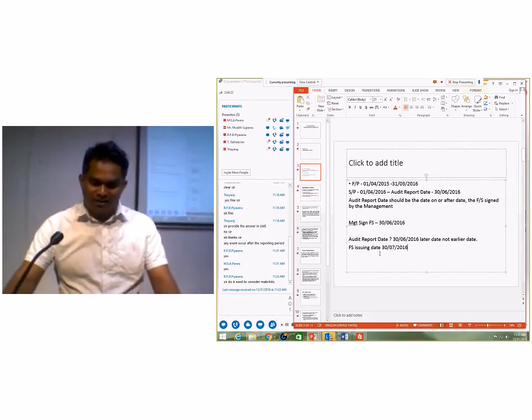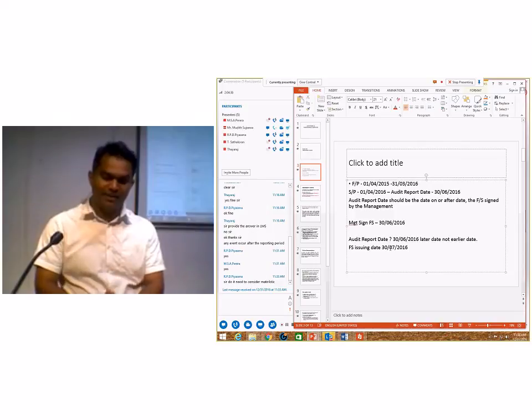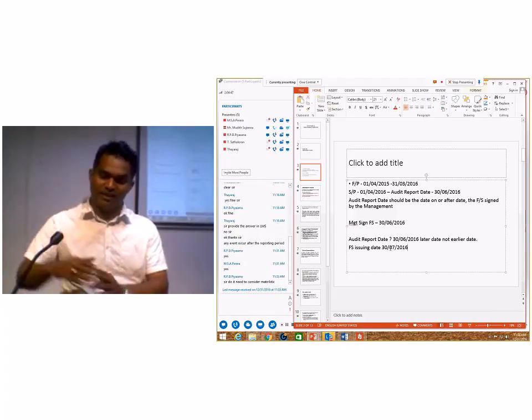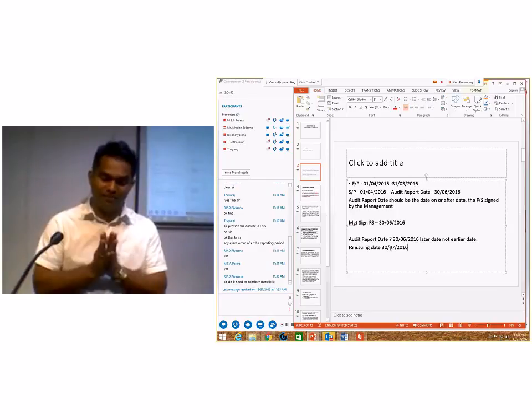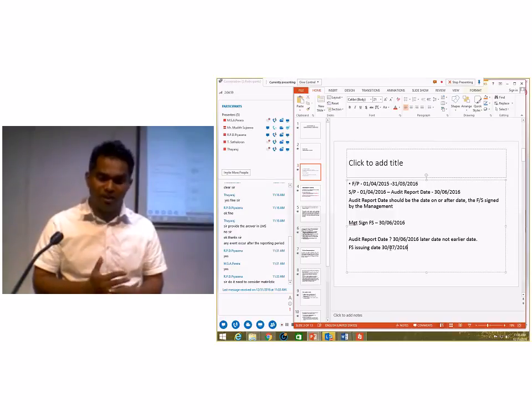So now, very specifically, LKAS on events after the reporting period, as well as the subsequent events auditing standard, tell you the subsequent period should be from the next financial period's starting date to the audit report date. That is the period. So the financial statements issuing date is somewhere else, beyond that particular period. Therefore it is not coming under the auditor's responsibility, so no issue with the auditor regarding that date.